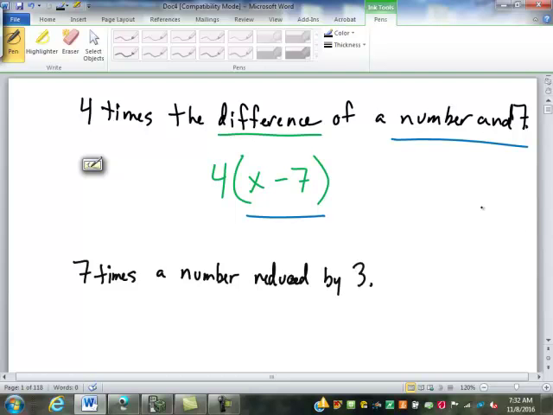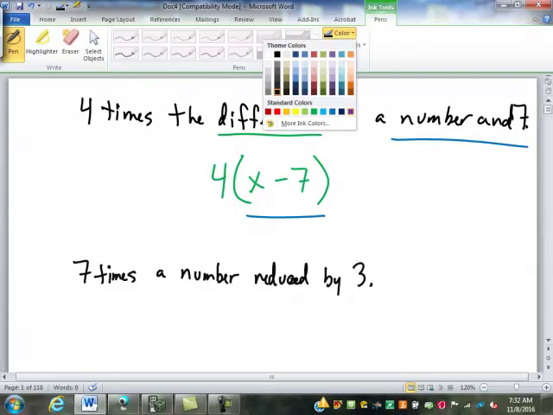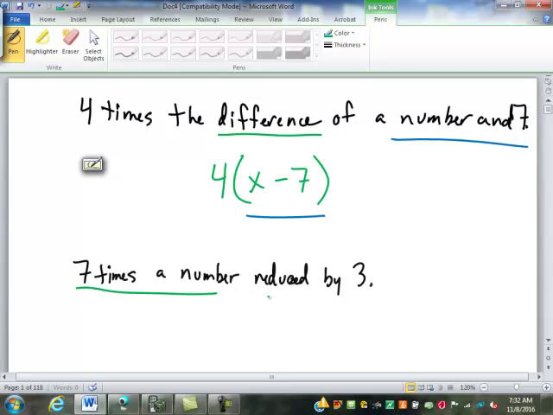How about this one? 7 times the number reduced by 3. There we go. 7 times the number, 7x, reduced by 3, minus 3. So we have to multiply first here. We don't need parentheses or anything because order of operations tells us we would multiply before we subtract. So just order of operations forces that one to go in the order we want it to. We don't need parentheses to tell anybody what order that's going to happen.